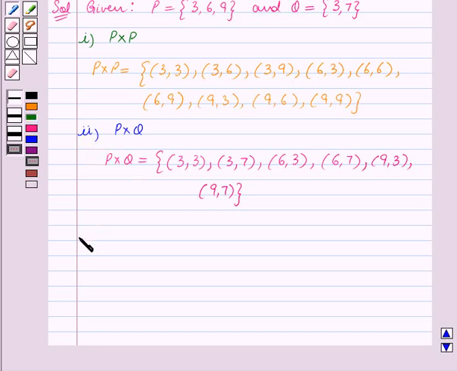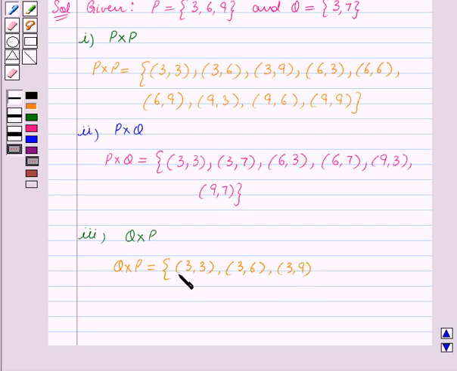In the third part, we have to find Q cross P. Now Q cross P is the set containing ordered pairs whose first components are elements of the set Q and second components are elements of the set P. So we will fix each element of the set Q and pair it with all the elements of the set P. Thus Q cross P is equal to the set containing the ordered pair 3, 3, ordered pair 3, 6, ordered pair 3, 9.